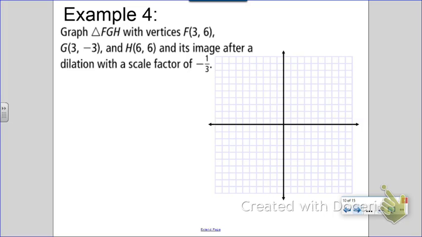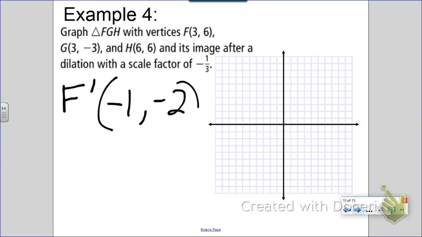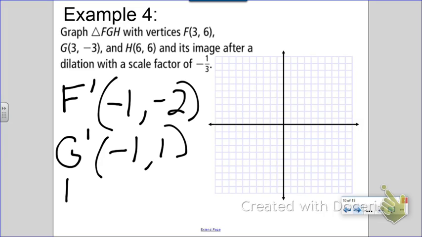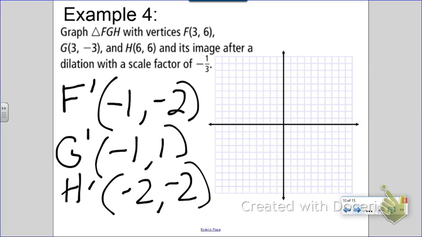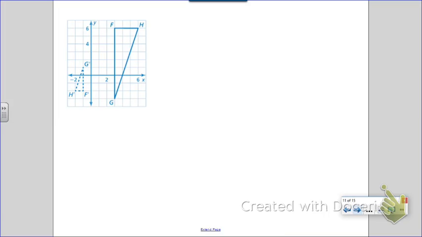In our next example, we have a dilation of -1/3. So if I multiply each number by a -1/3, we'll have -1, -2. G prime is going to be at -1, 1, and H prime is going to be at -2, -2. And here's a graph of the reduced image. Notice the negative flips the image upside down.